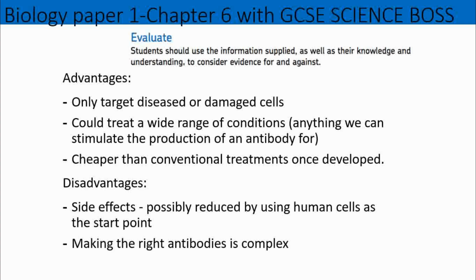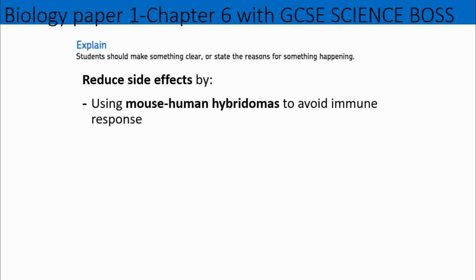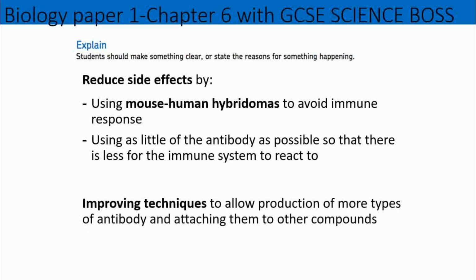Also, making the right antibodies is quite complex. It takes time. So even though it's cheaper, it's quite complex and takes a lot of time. In terms of side effects, the mouse-human hybridoma can cause some sort of immune response, so you have to use a mouse-human hybridoma as opposed to just the mouse ones. You use as little antibody as possible so there's less for the immune system to react to, because remember, these antibodies will trigger your immune system to create some sort of reaction.